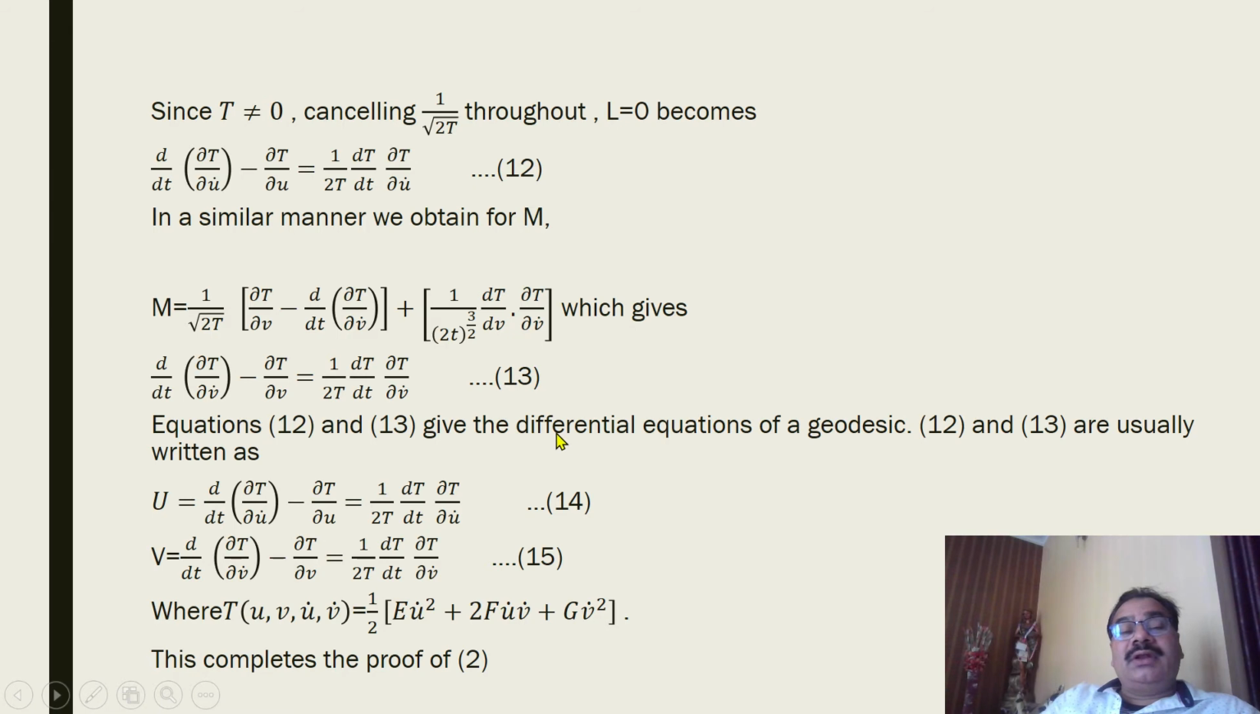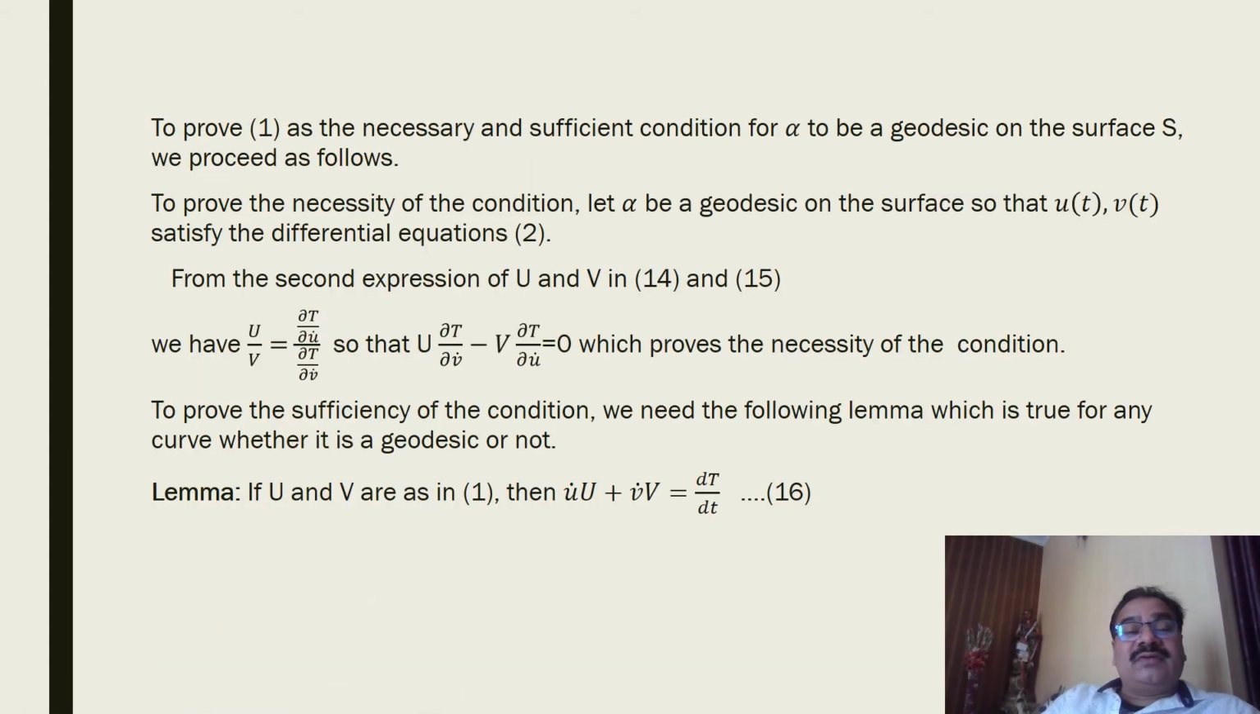Equations 12 and 13 give the differential equation of geodesic. 12 and 13 are usually written as u is equal to this expression 14 and v is this expression 15, where T is equal to half of E u dot square plus twice F u dot v dot plus G v dot square. This completes the proof of 2, and this proof is sufficient.